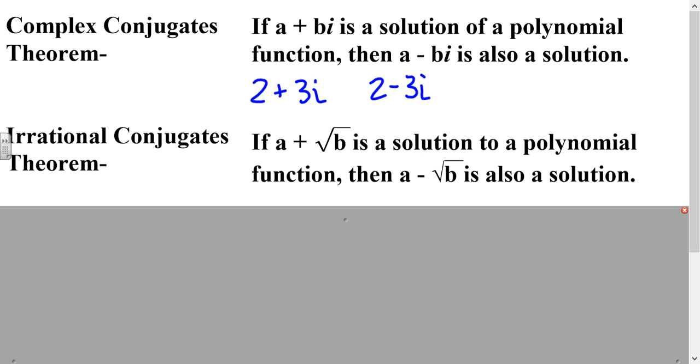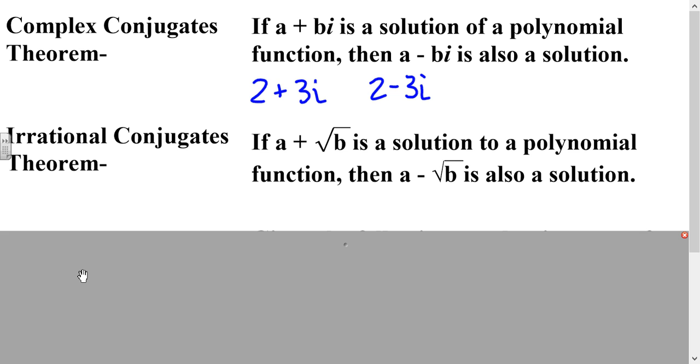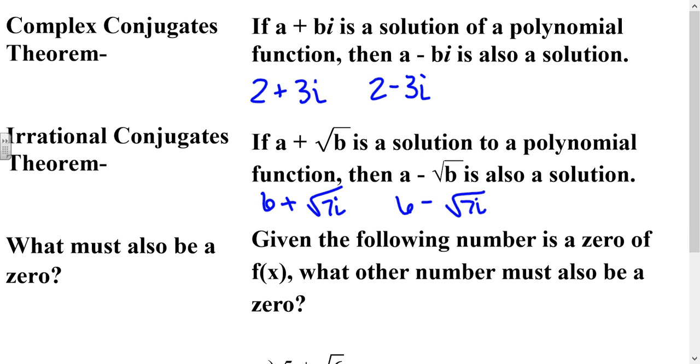Okay, and then I have the irrational conjugates theorem, which says that if I have a plus the square root of a number as a solution to a polynomial function, then a minus the square root of that number is also a solution. So if I had 6 plus the square root of 7 was a solution, then 6 minus the square root of 7 would also be a solution. Okay? So those are just a couple of theorems that you need to be aware of when you're finding all of the zeros. So we're going to take a look at a few examples.